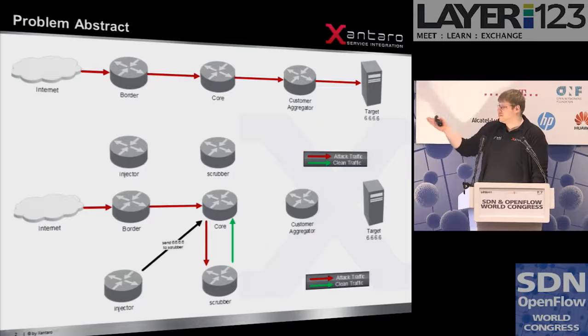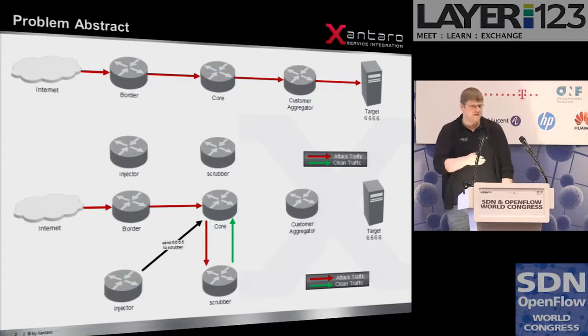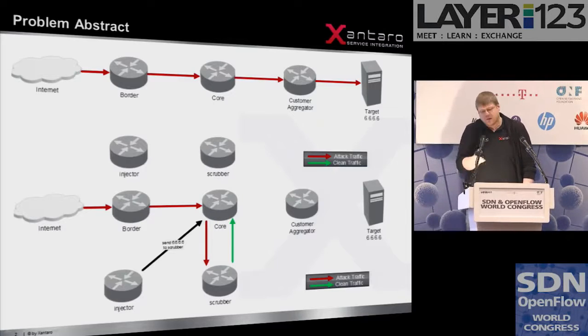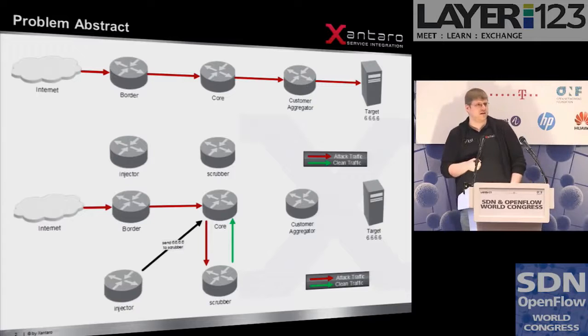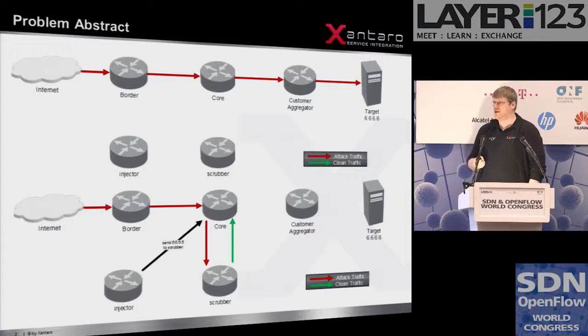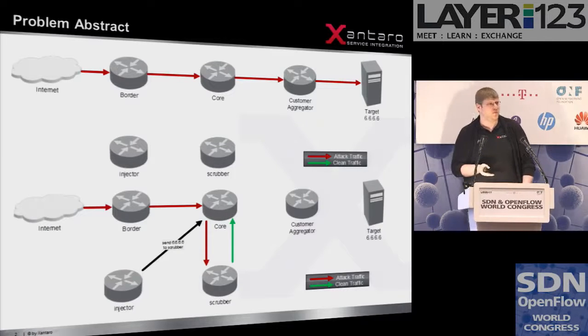We inject traffic to go for a specific target, 6666, because we want it to be scrubbed. It's redirected to the scrubbing device. Traffic will be cleaned, will be sent back to the device in the core layer. Unfortunately, the core layer knows that every traffic which has to go to 666 has to go to the scrubbing device, and we have an eternal loop which we can never break.